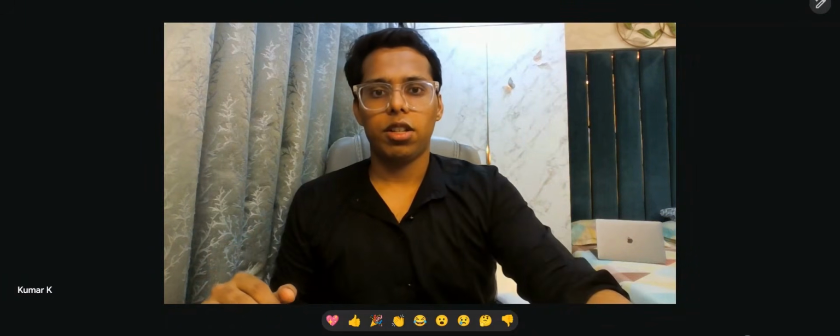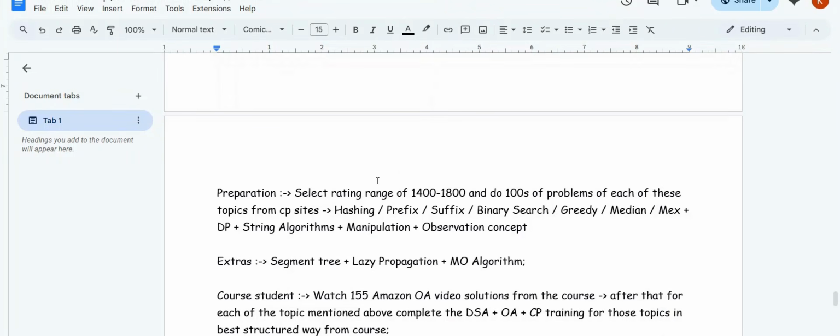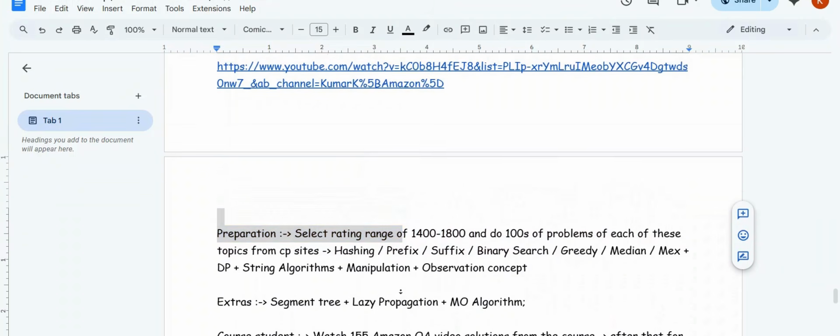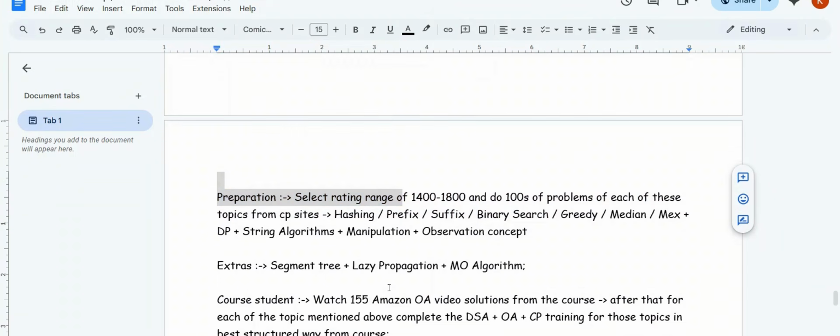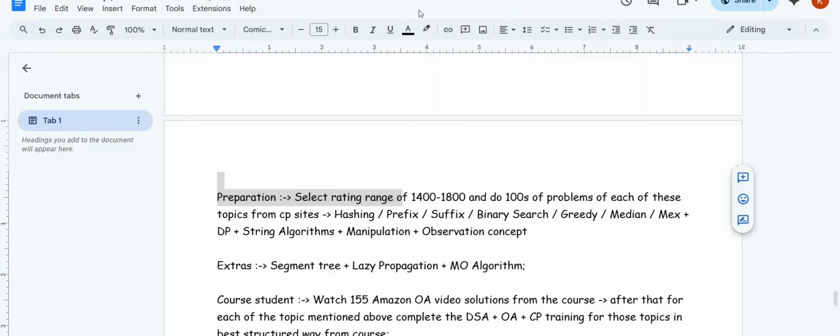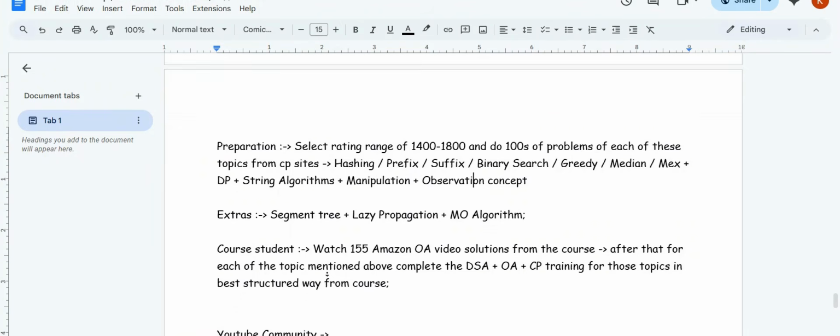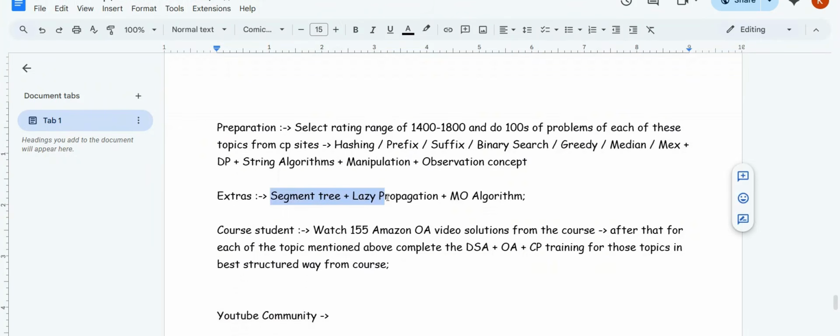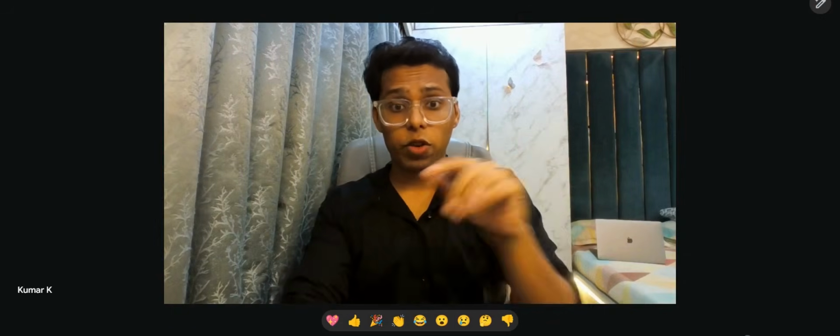That's it. So that thing you have to do, and in general, what you can do is select a rating range of 1400 to 1800 and do hundreds of problems on each of these topics, from the CP sites like LeetCode, Codeforces, CodeChef, the CP type of problems. Yes, CP type problems, not the standard easy DSA ones, you have done those a lot. On hashing, prefix, suffix, binary search, greedy, median, max, DP plus string algorithms, manipulation plus observation concepts. If you want to read extra, you can read segment tree plus lazy propagation plus Mo's algorithm, because we have seen that in some OAs they have asked those topics also.